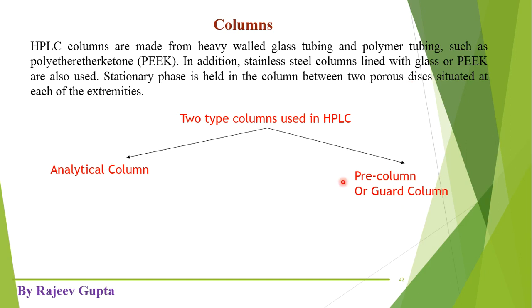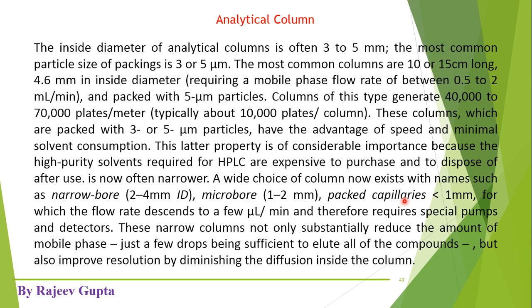There are two types of columns used in HPLC. The first one is the analytical column and the second one is the pre-column or guard column. The guard column is always situated just before the analytical column in the HPLC instrument. Now first we look at the analytical column. The inside diameter of the analytical column is often 3 to 5 mm. Okay, it is the internal diameter of the analytical column, 3 to 5 mm.